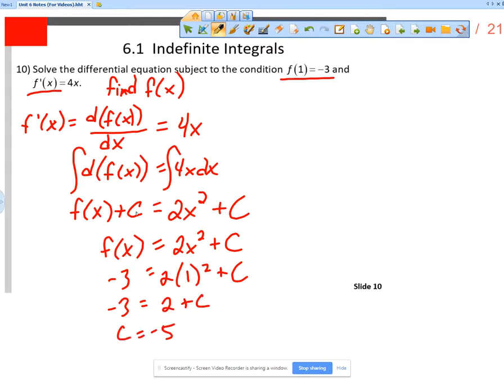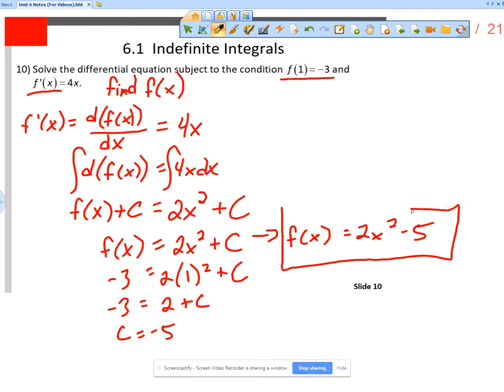So now, instead of saying that f of x is 2x squared plus c, I can say that f of x is 2x squared minus 5. Now this is our specific solution to the differential equation. So two things must be true about it. Number one, its derivative, f prime of x, must equal 4x, which it does. And f of 1 must equal -3. So 2 times 1 squared, 2 minus 5 is -3, so that is true. So that is the solution to the differential equation.